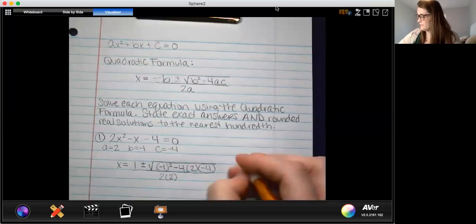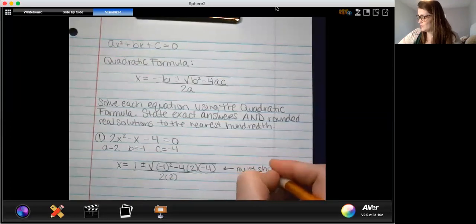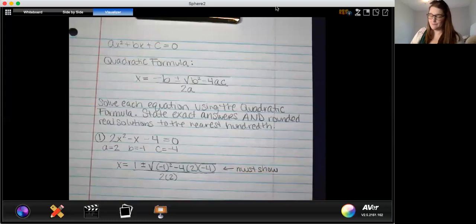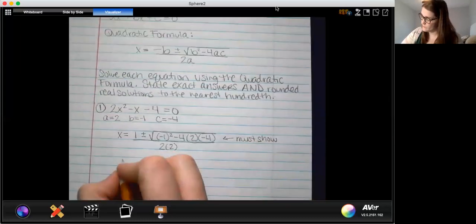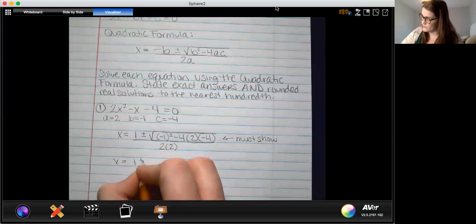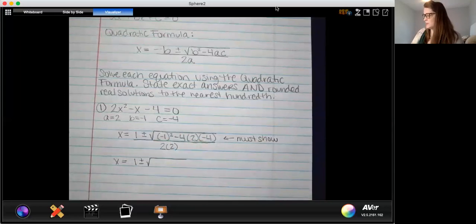Okay, so this is the first step, and this is a must show. You've got to show that you substituted everything in. Then from there, you can simplify the discriminant. So on the inside, you can go ahead and substitute that in just like we did on the previous problems. So I have parenthesis -1 squared minus 4 times 2 times -4.